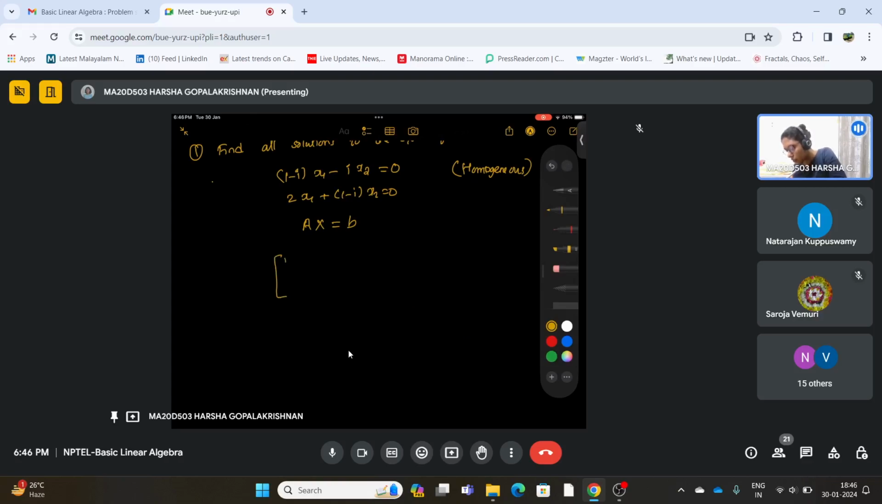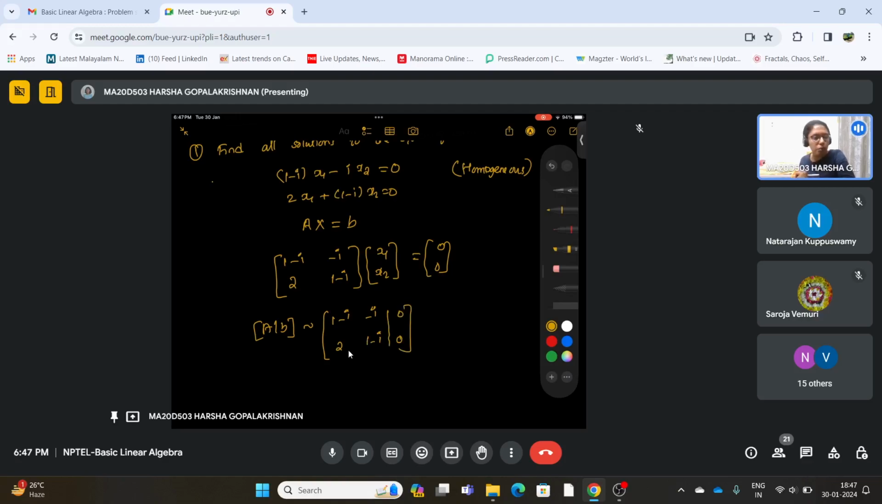The matrix form is [1 minus i, minus i; 2, 1 minus i]. So this is our matrix form, and x1, x2 is equal to 0, 0. We said we need to find the row echelon form of the augmented matrix AB. So in this case, what is AB? It is this matrix with the column 0, 0. This is our augmented matrix.